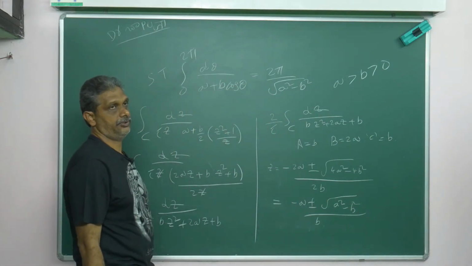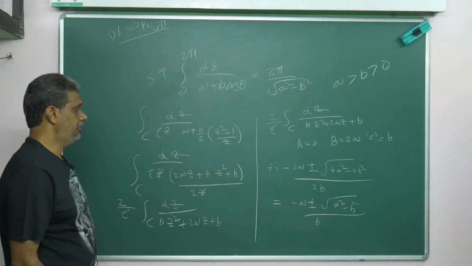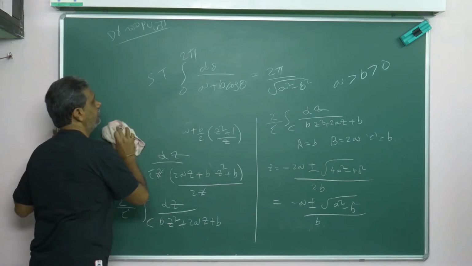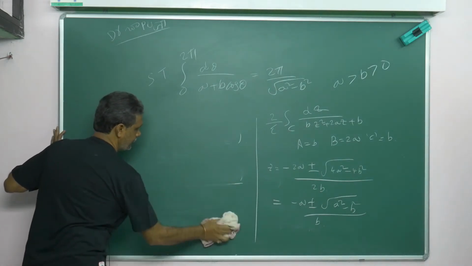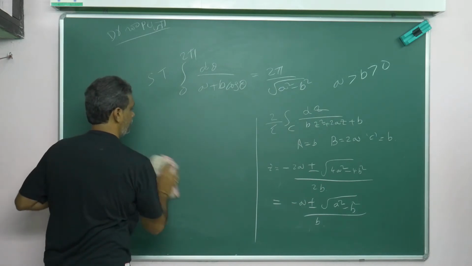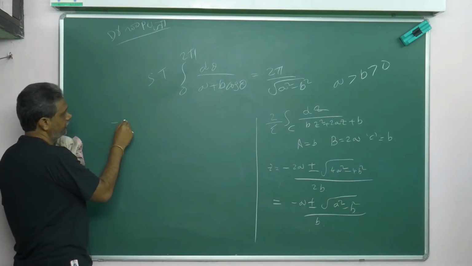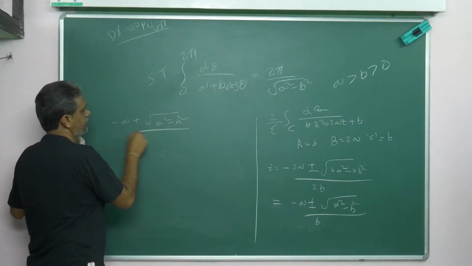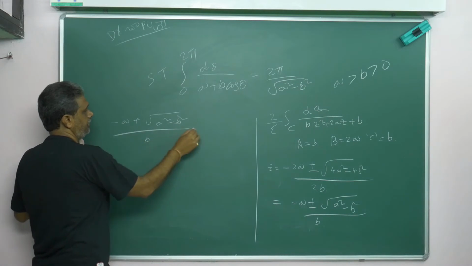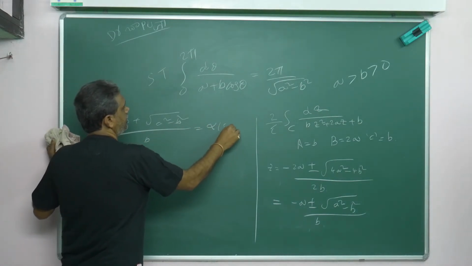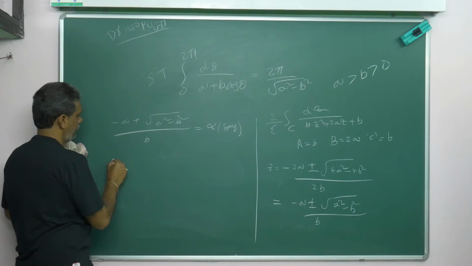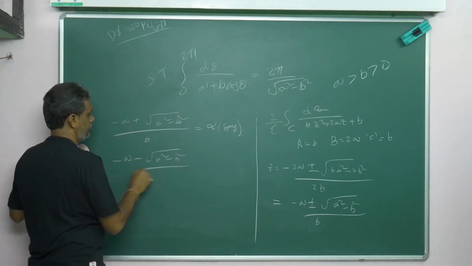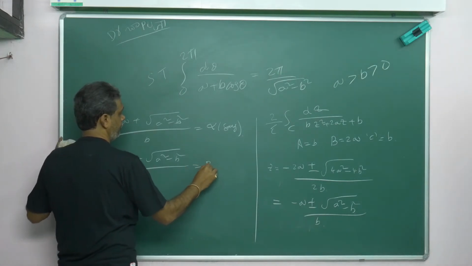Now I got the 2 roots. Now I want to name the 2 roots alpha and beta. Getting or not? Slowly I am doing. Then minus a plus root of a square minus b square by b, this you can call alpha. Then minus a minus root of a square minus b square by b is equal to beta.